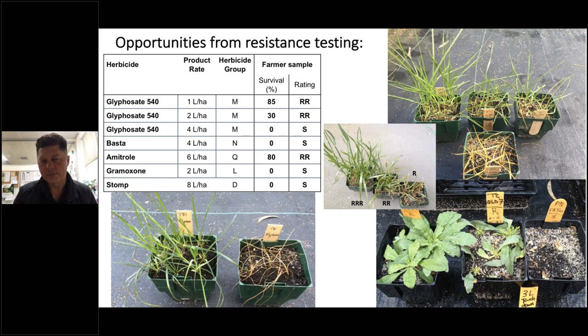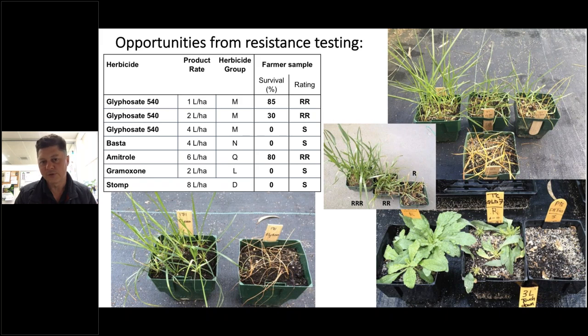I gave it a double R rating, which means those plants were stunted a little bit, but they were growing quite well. When we increased the rate to 2 liters, we controlled a fair few of them, but there were still 30% that survived, and they were still quite healthy looking. So that shows different types of resistance occurring in that situation to glyphosate. However, when we increased to 4 liters, we killed them all. So we got complete control. So you get what we call a dose response to increasing the rate.